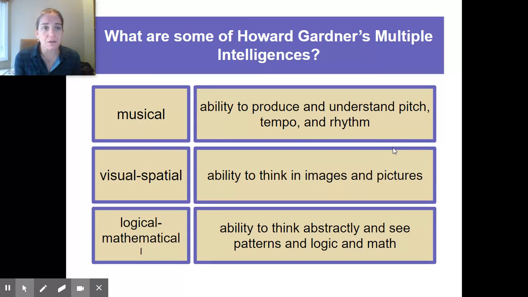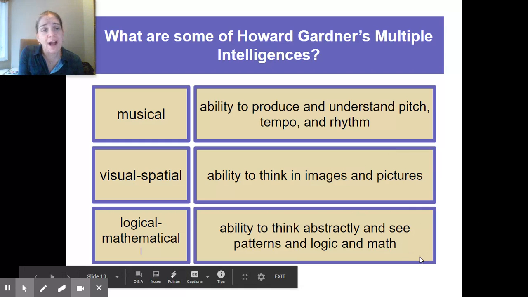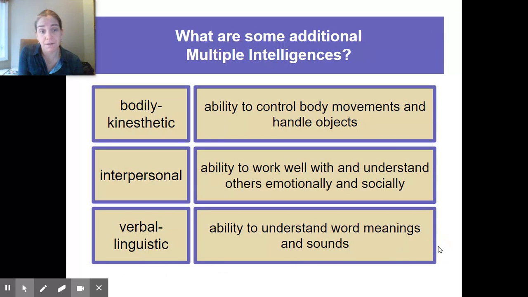Okay, just going through each one a little more in depth. Musical intelligence is what it sounds like: understanding pitch, rhythm, tempo, being able to play an instrument. Visual spatial, if you're a good artist, thinking about images, pictures. Logical mathematical, thinking abstractly and being good at math, obviously. Bodily kinesthetic, being a good athlete, being a good dancer, handling your body well, movement. Interpersonal, working with others socially and emotionally. So if you are taking this class because you want to be a clinical psychologist, theoretically you're going to score high on interpersonal intelligence.